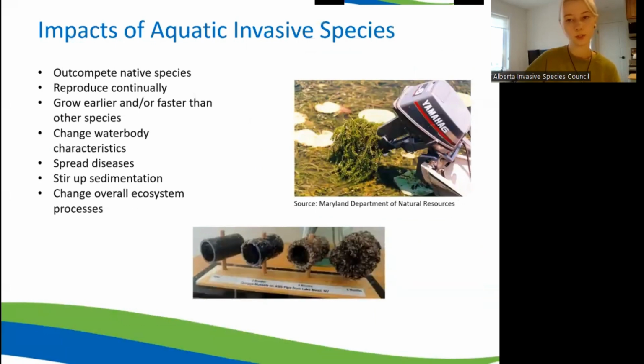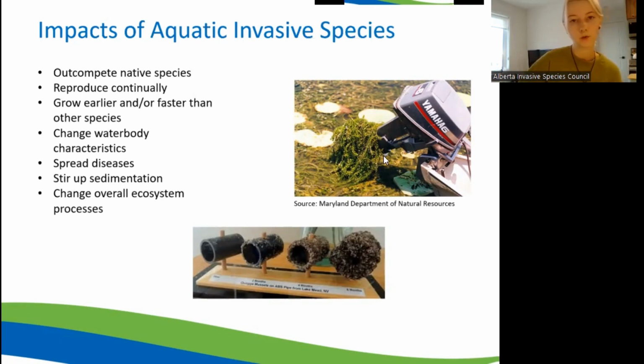Aquatic invasive species are exotic species that lack natural predators and have negative impacts on their environment. The harm caused by aquatic invasives is not only seen in Alberta, but worldwide. These are just some of the examples of how aquatic invasives can alter the ecosystem, but each species is unique and comes with its own set of issues. As the number of introductions of aquatic invasives increases, the more difficult and costly they become to manage.